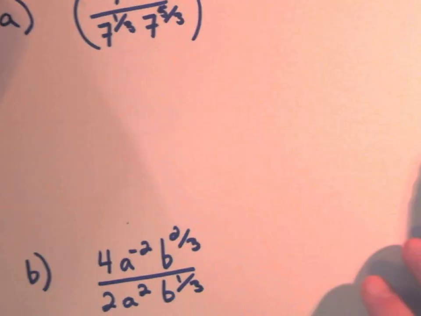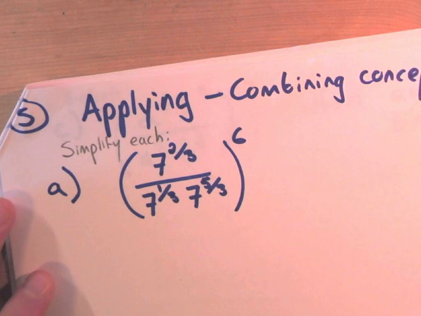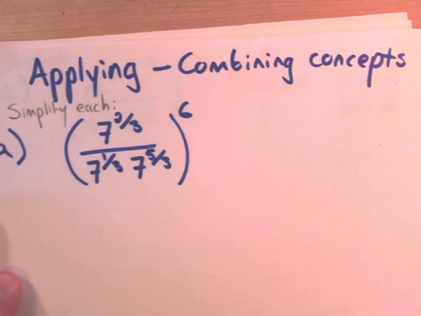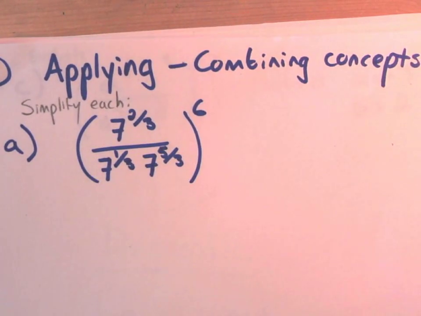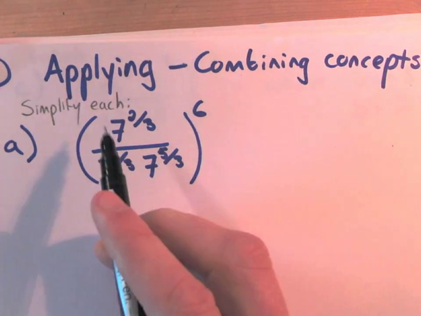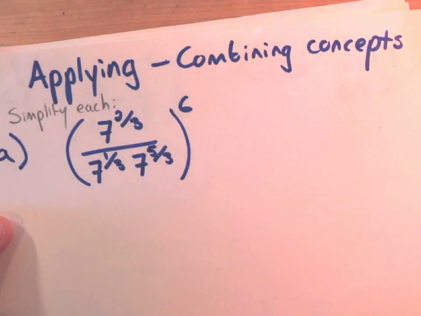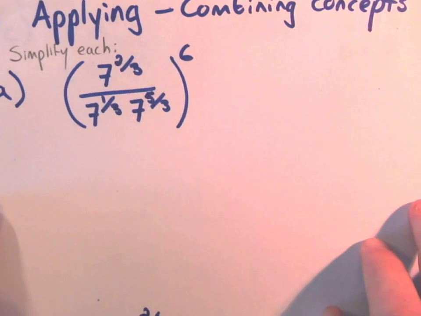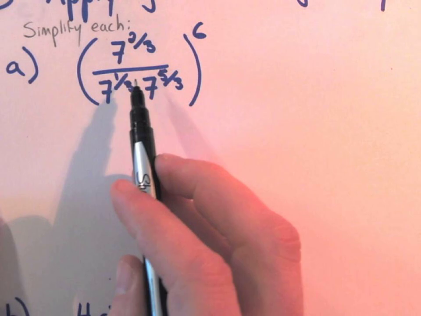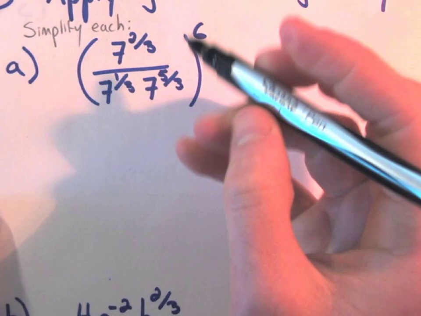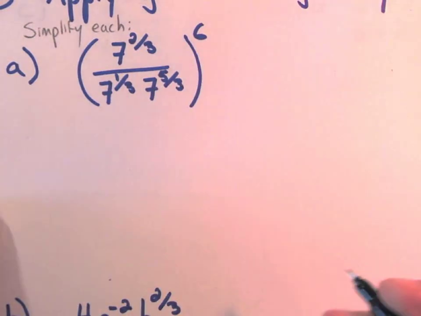Alright, now the last section that we did was nothing too new, but it was combining concepts. So combining fractional exponents and negative exponents and distributing and all those certain things. So now we're going to simplify each. Here, we have 3 questions. We're going to try to simplify them. They look very scary. They have fractions, they have brackets, they have division and exponents.